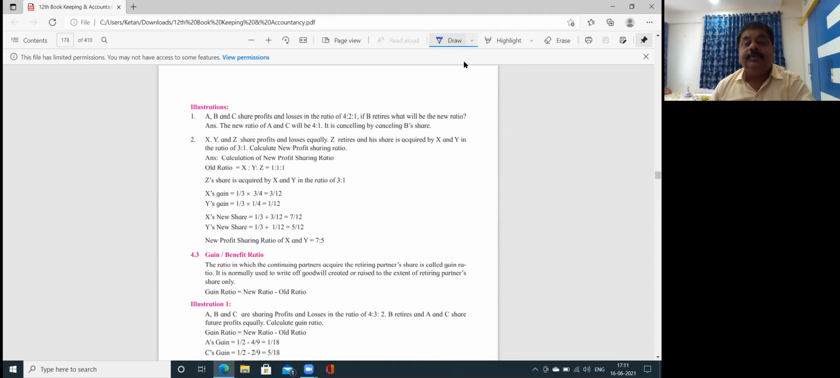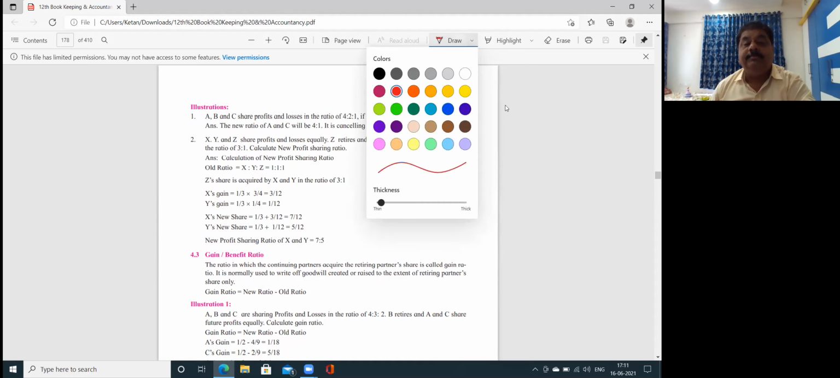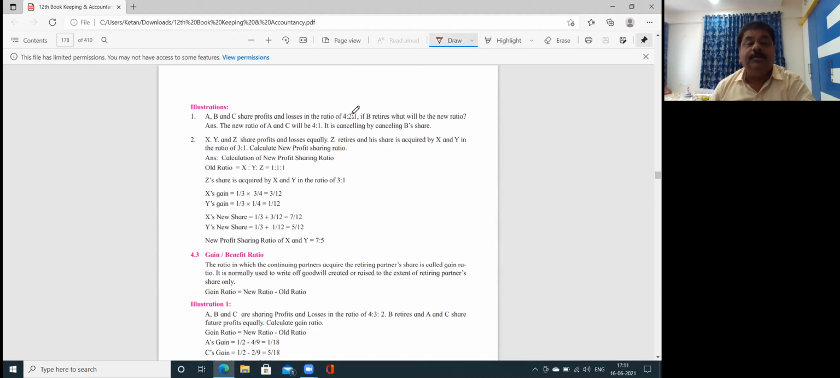Now here, I'm purposely pointing this out: this 2 will go away, and what remains is 4:1. As Mr. B is the retiring partner, his share will disappear, and A and C's shares will be there for future profit sharing, and the ratio between A and C is 4:1. It is cancelled by cancelling B's share. So we just have to cancel B's share and nothing else. So this is a simple understanding.